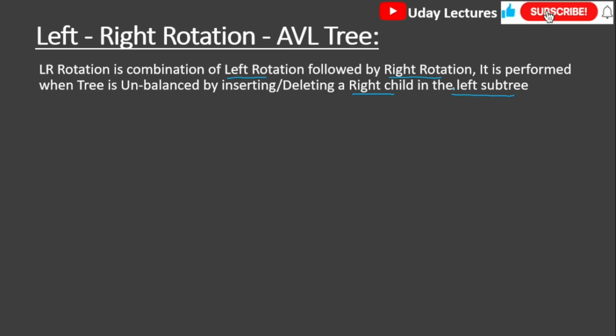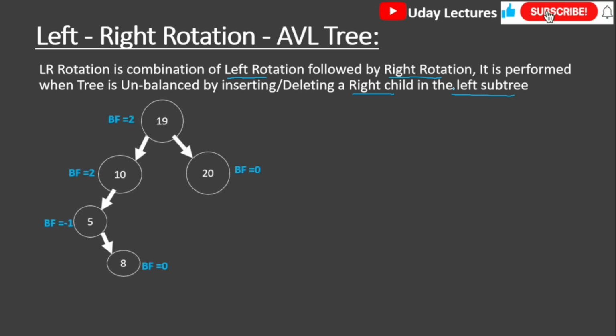And then we perform this left right rotation. Let me take an example for this. So here if you see this tree, let us say we have inserted 8 into this particular tree recently. After we perform the insertion operation, which is 8 as a right child to the left subtree of 10, this is when we perform the left right rotation.